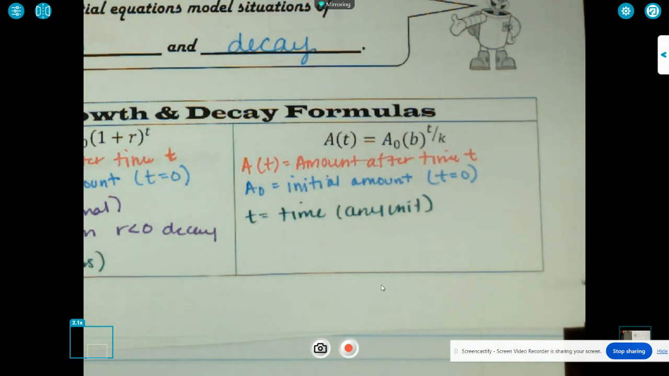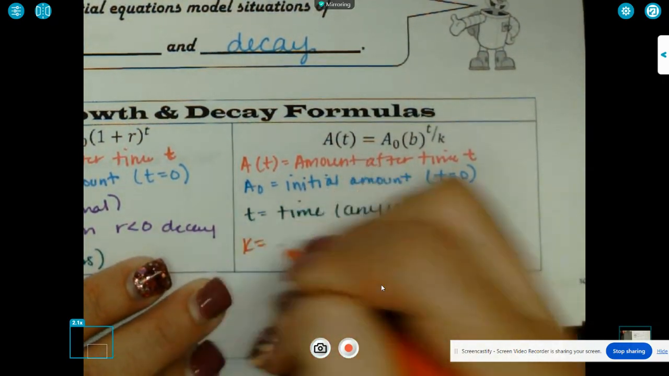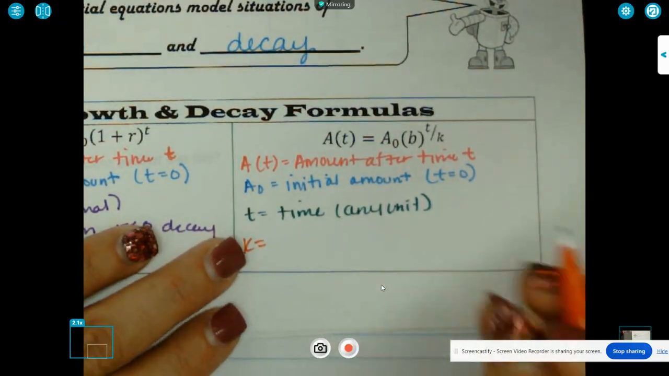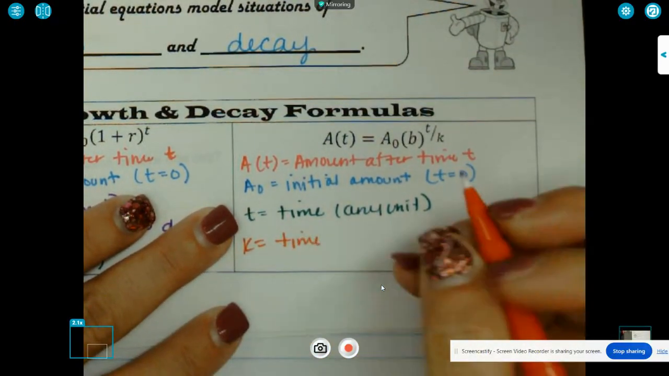And then K is the one thing we don't know here that we haven't had yet. K is the time needed to multiply A0 by B. And I'll talk about that as we get into the problem.